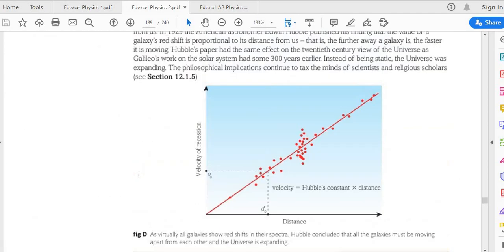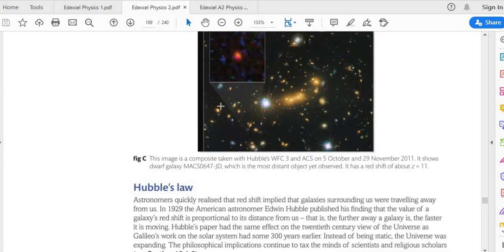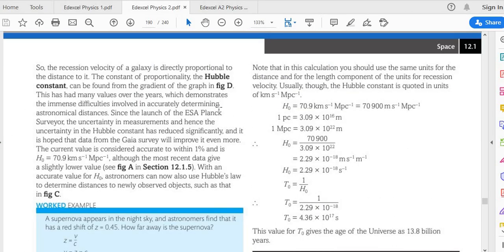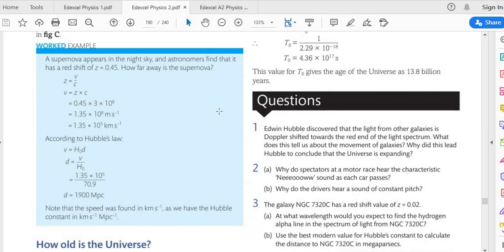Okay, let's go through an example to help you understand this better. A supernova appears in the night sky and astronomers find that it has a redshift of z equals 0.45. How far away is the supernova? So now we can use this to find the speed, and then using the Hubble's law equation we can find the distance. So first let's use this equation, z equals v over c.